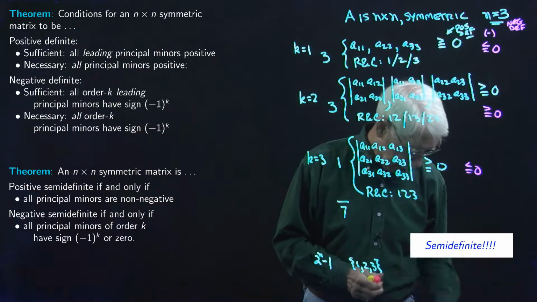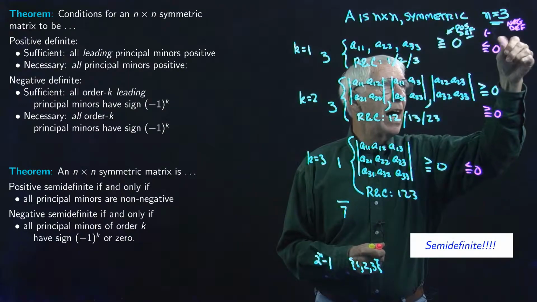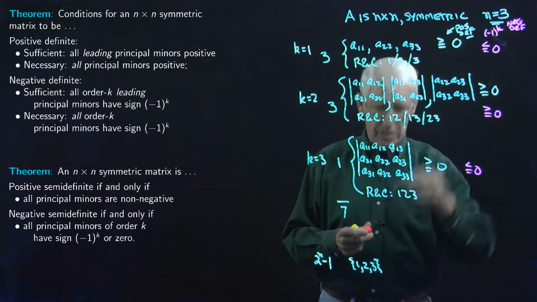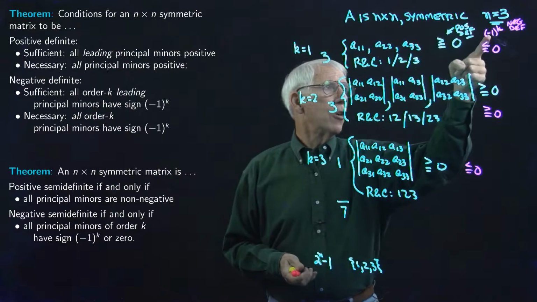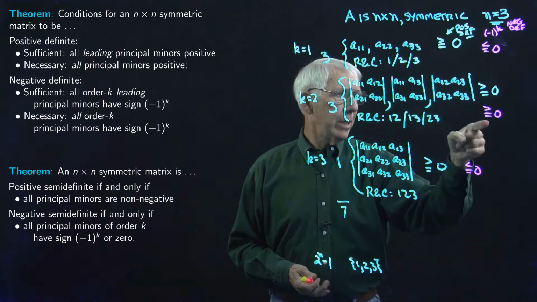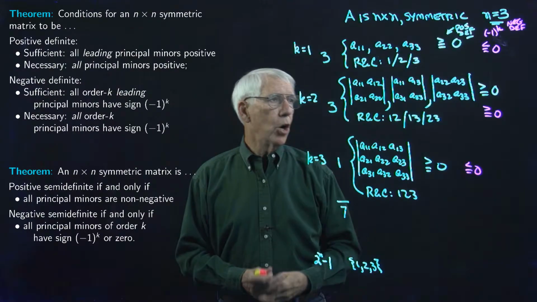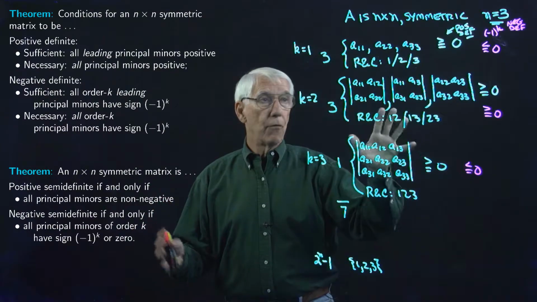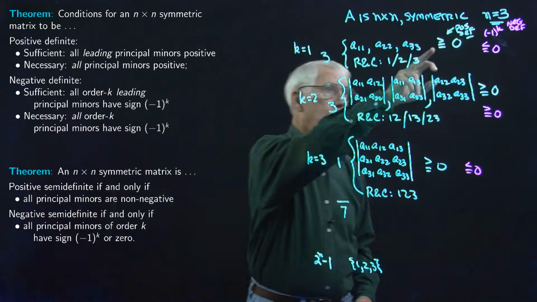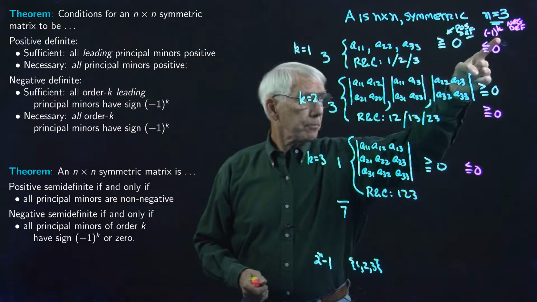We know these all have to have the sign minus 1 to the k. Right? So here k is 1, so minus 1 to the k is negative, less than or equal to 0. K is 2, minus 1 squared, greater than or equal to 0. K is 3, minus 1 cubed, negative. And so that's the complete story for the n equals 3 case, according to our theorem, covering both positive semi-definite and negative semi-definite, like this.